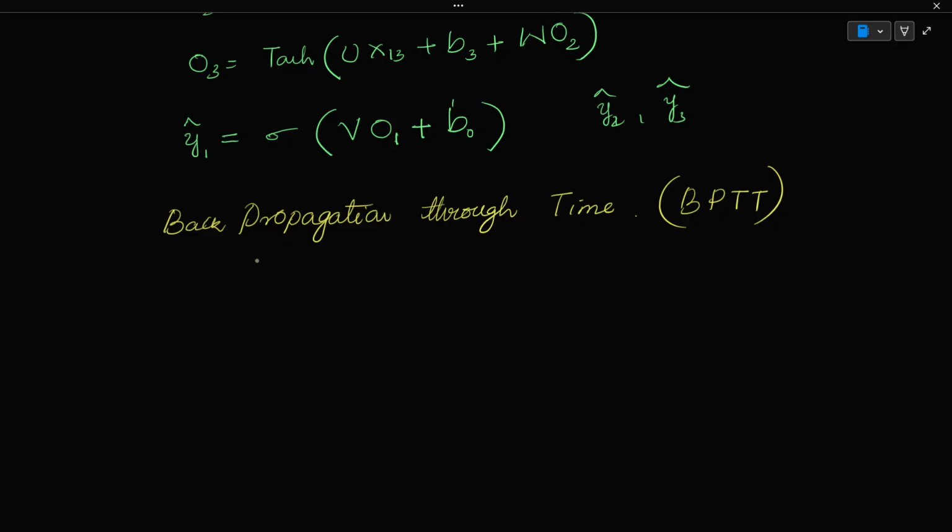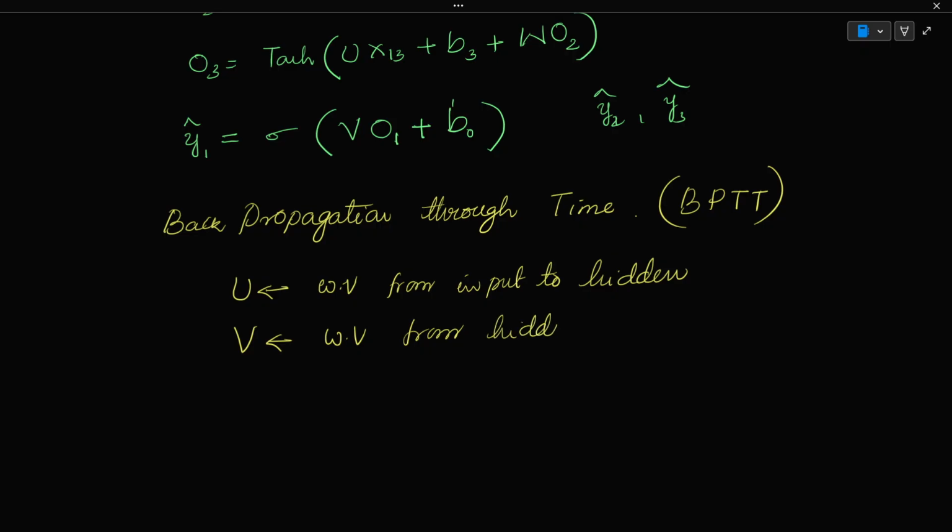So what actually is back propagation? We have three weights: U, the weight vector from input to hidden, then we have weight vector V, the weight vector from hidden to output, and we have weight vector W, the weight vector from hidden to hidden.